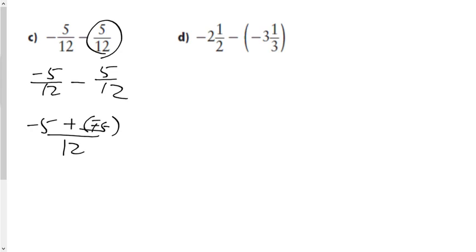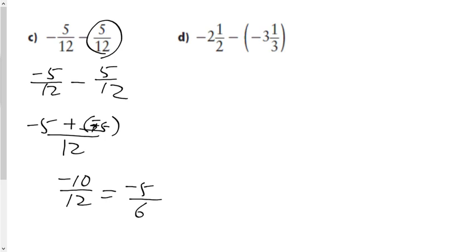So when I rewrite that, I'm actually going to write it as a positive 5/12. Keep, flip, change. I get negative 10/12, which is the correct answer, or in lowest terms, negative 5/6. Sixths. It's a tough word to say.